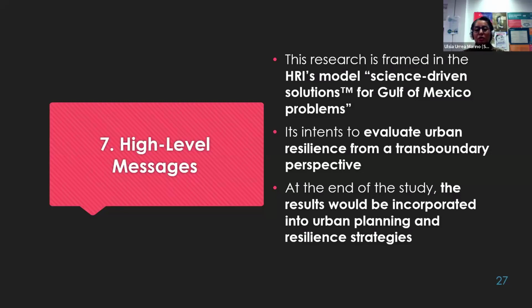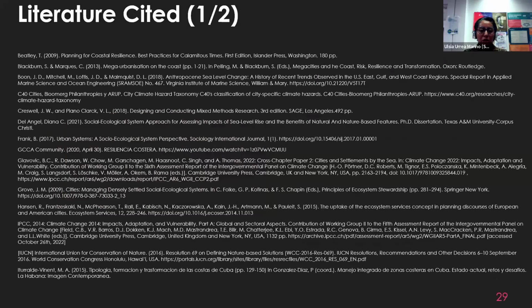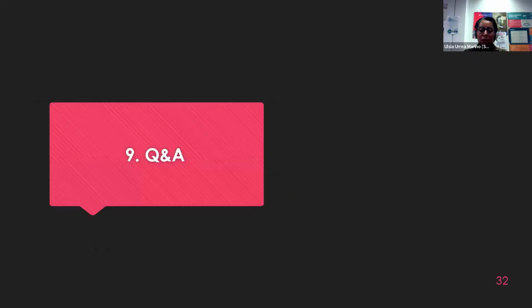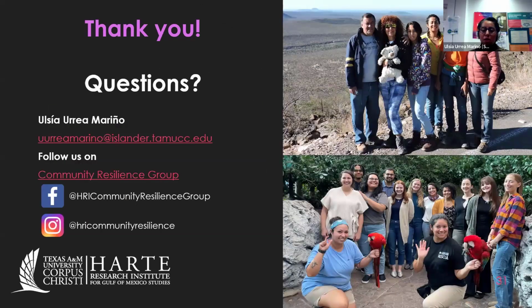At the end of this study, the results will be incorporated into urban planning and resilience strategies. How? Maybe with some outreach activities at the local level, or also designing and publishing, in partnership with the local governments and local agents, some best practices for urban resilience in this system. So I showed you some literature review.